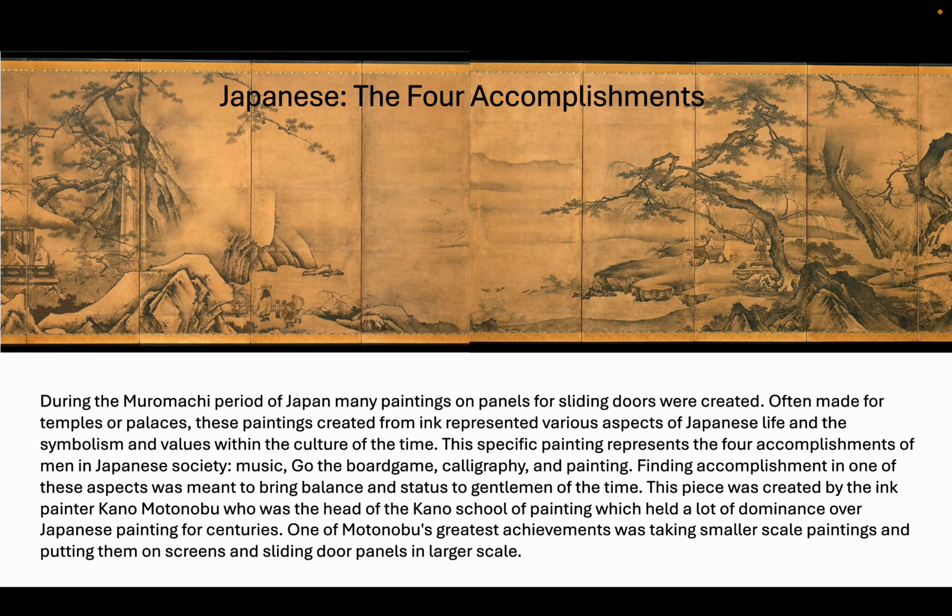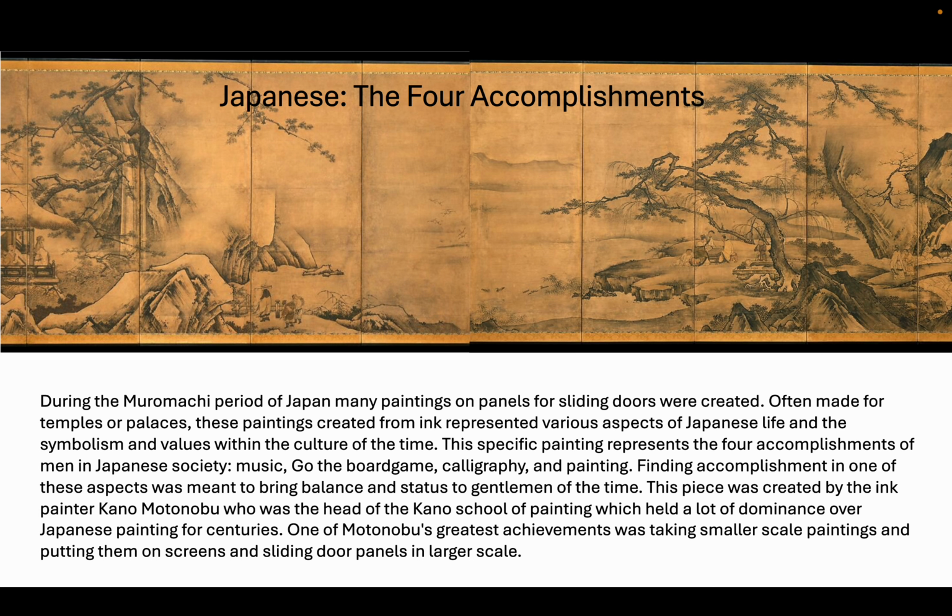And the last is a Japanese painting called The Four Accomplishments. It was created during the Muromachi period of Japan as part of paintings on panels for sliding doors. Often these panels were created for temples or palaces and made for the leaders, such as shoguns and emperors during the time.